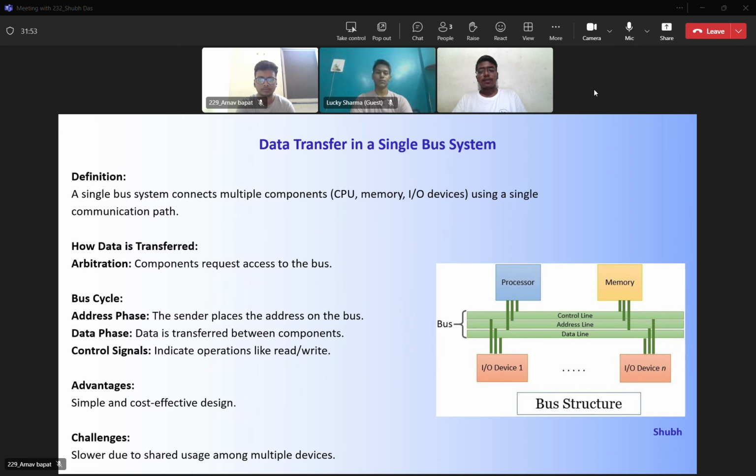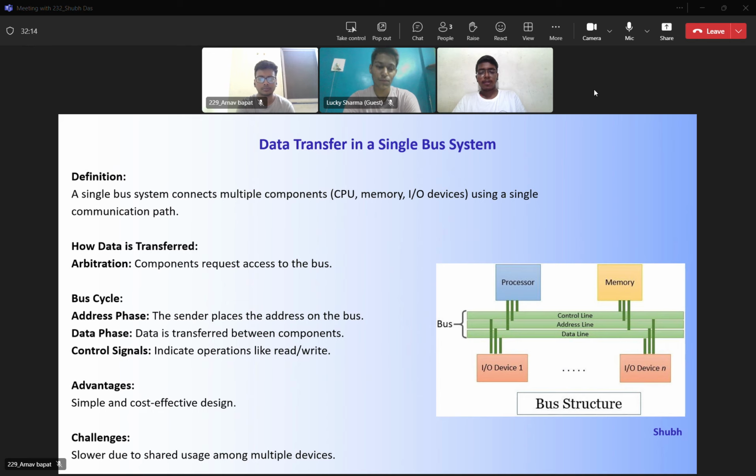What is a single bus system? A single bus system uses a single communication pathway that is shared among all of its components. Imagine it as a highway where all vehicles share the same road to reach their destinations. Moving forward, the question is how does data transfer happen?